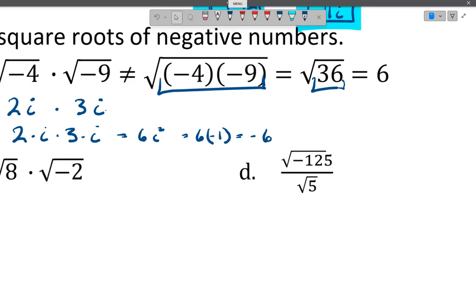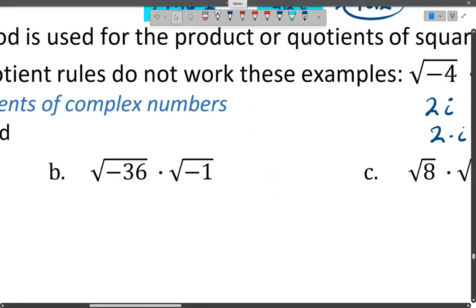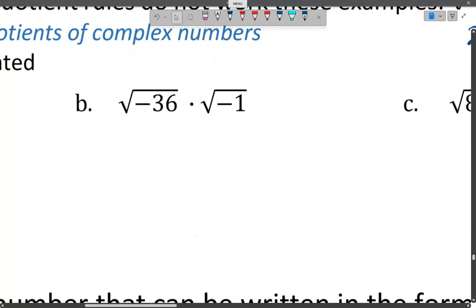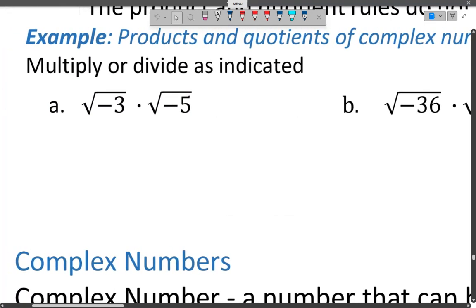So when we are doing any of our operations on non-real numbers, we have to put it in I notation first. Then we can add, then we can subtract, then we can multiply, then we can divide. We can do all of that stuff after we put it in I notation. So the final answer would be -6.